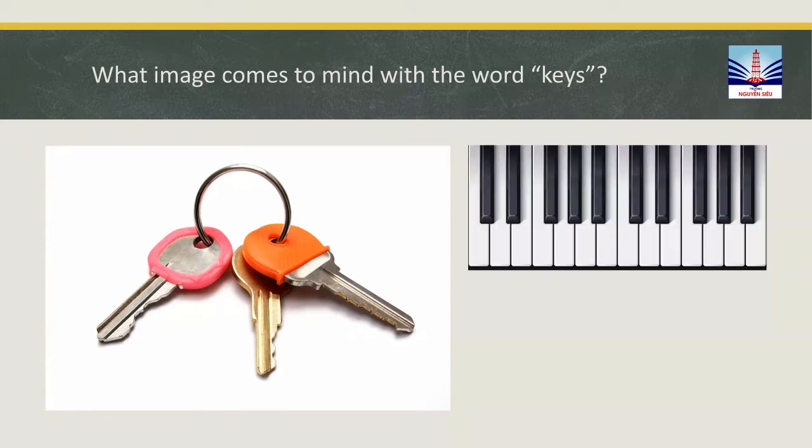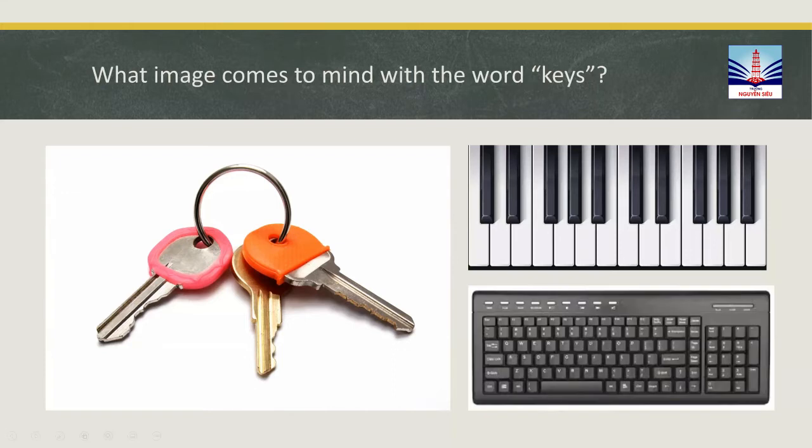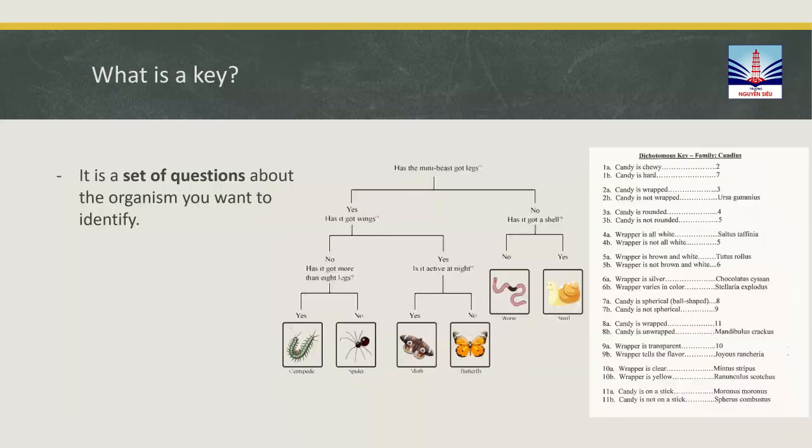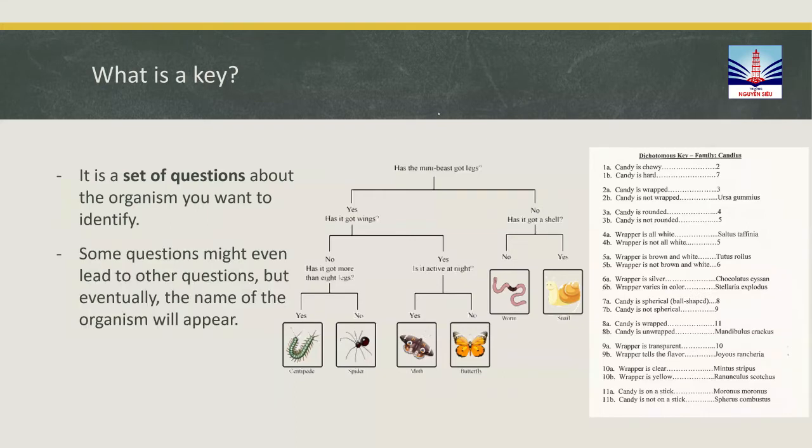So what is a key? A key is a set of questions about the organism that you want to identify, not the organism. Some questions might even lead to other questions. But as you progress through the questions, eventually the name of the organism you want to identify will appear. Now there's 2 types of keys that usually are used. One is the tree diagram, which you see in the middle of your screen, and one is the listed one. Personally, I think the middle one looks more fun.